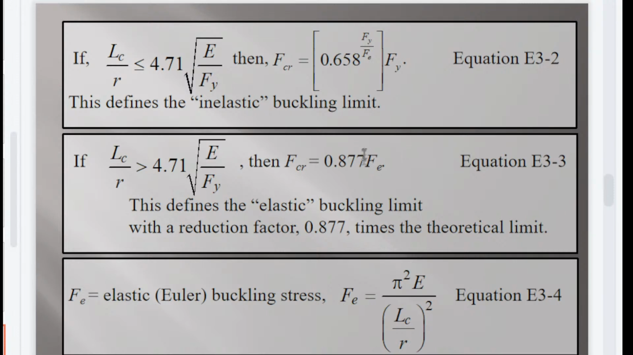So the theoretical limit, Fe, of course, is the maximum theoretical limit, as we already showed you. But here we are using Fy multiplied by this. Fe is equal to the elastic Euler buckling stress. Again, we already know this from previous slides.